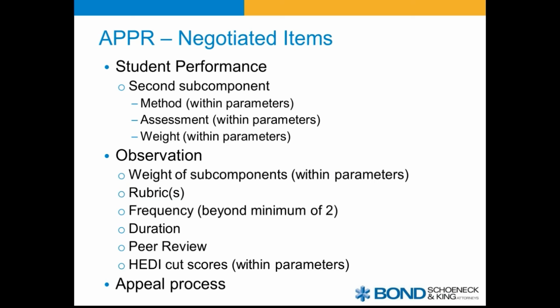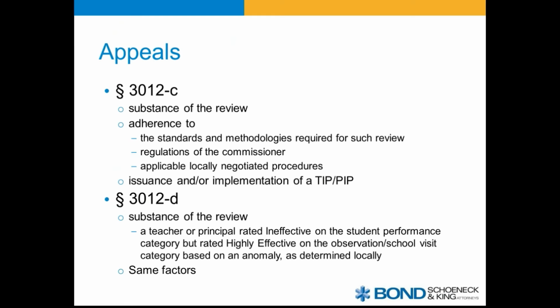What rubric to use. The number, frequency, and duration of the observations, obviously with a minimum of 2, would have to be negotiated. What the cut scores will be for each HEDI category for the observation component. Whether teacher observations can be done by video recording, and the appeals process still is subject to negotiation. So let's talk about the appeals.